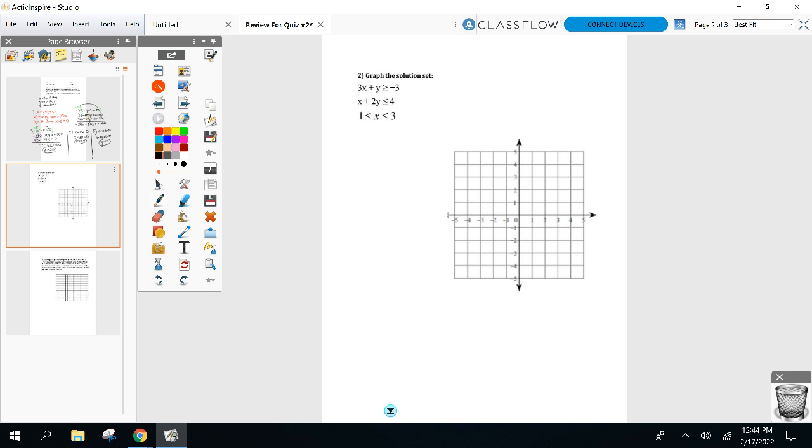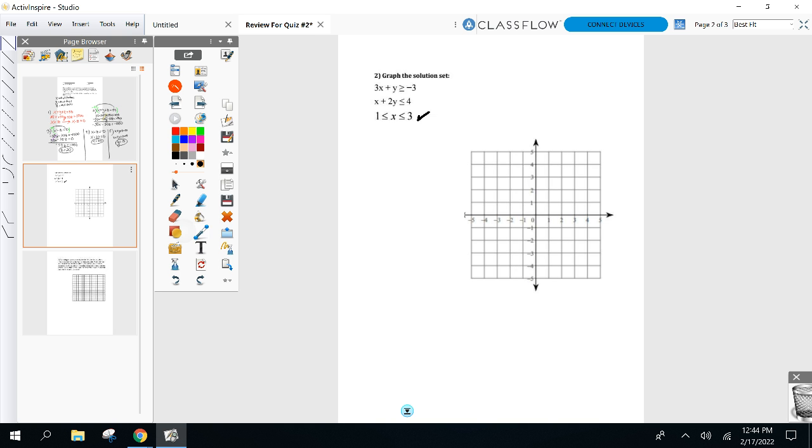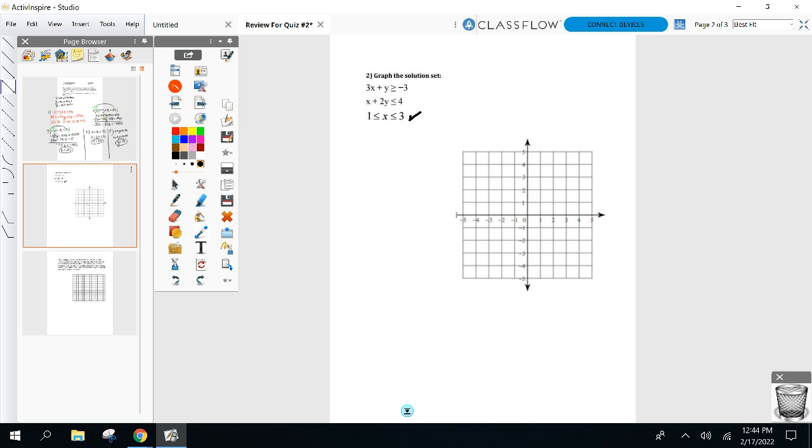I'm actually going to go out of order here. This last one's the easiest to graph. What variable do you see? And that's it. So what type of lines am I working with? Not just one. I got 2 of them. And are they going to be solid or dashed? They're gonna be solid. So I got 2 vertical lines working right now.